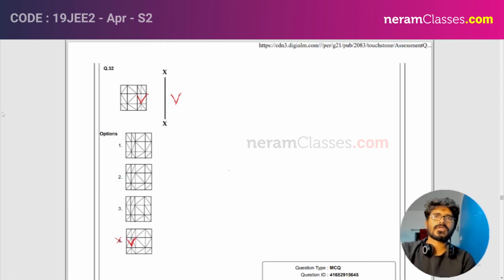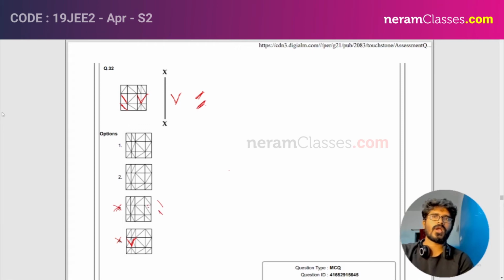And the next thing I'll take into consideration is the direction of this portion. If these lines are pointing in this direction, here in the mirror image it has to point in this direction. So in the three options, if you see in the third option, these are actually facing this side here. So option 3 is also wrong.